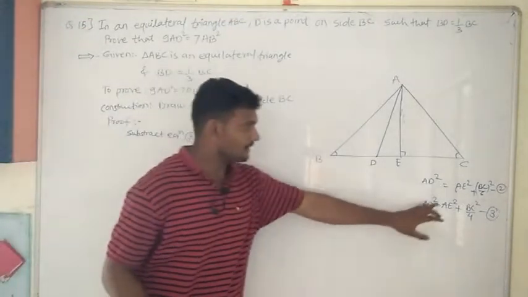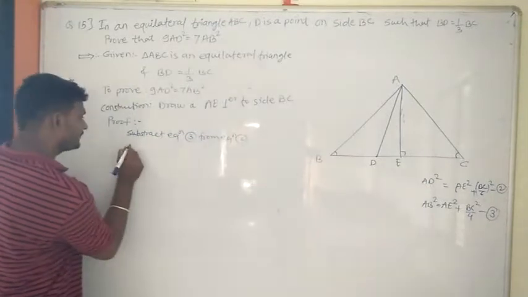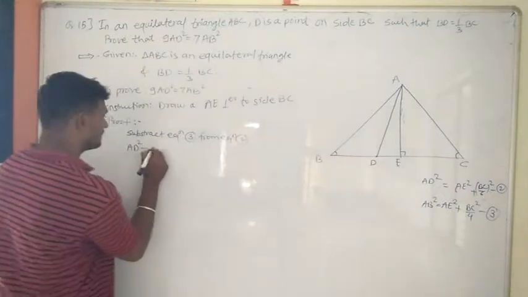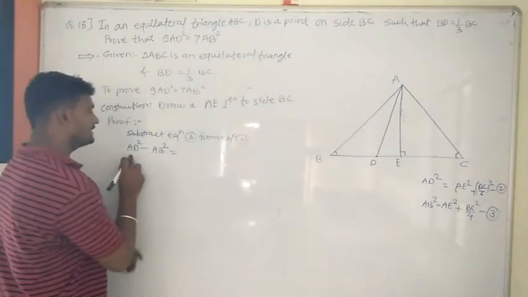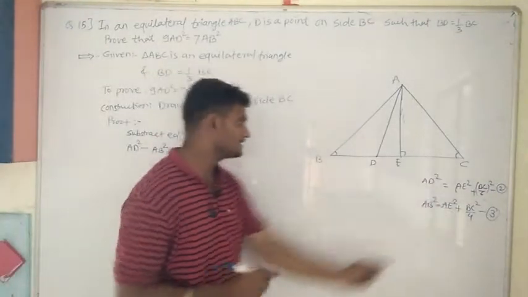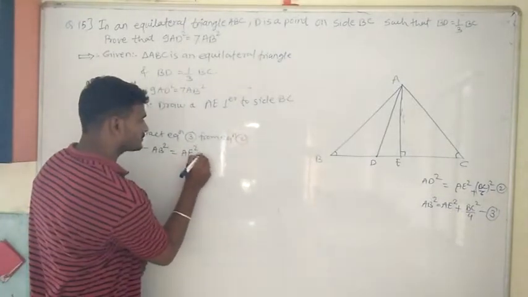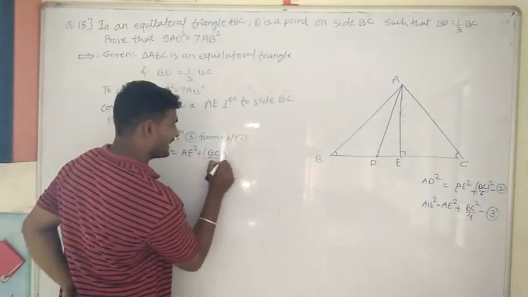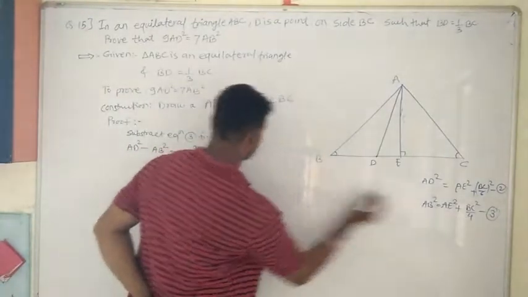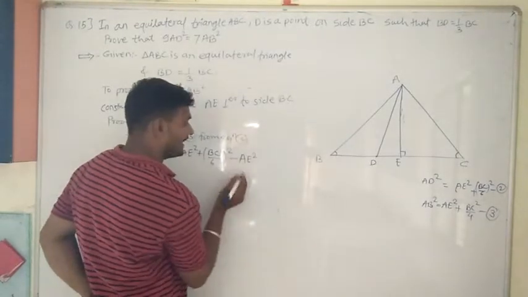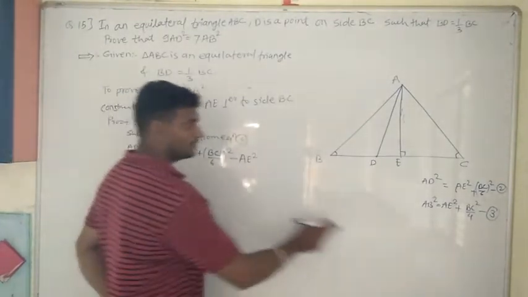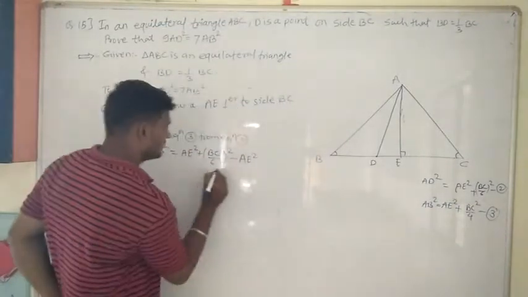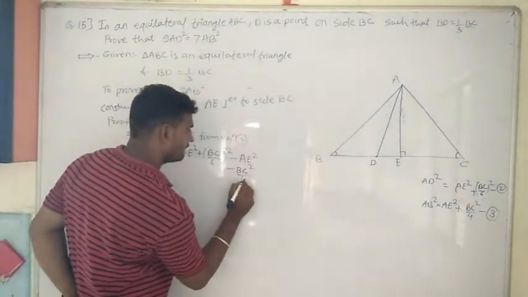What is equation number 2 here? This is AD square minus AB square. We have to subtract equation number 3 from equation number 2. AD square minus AB square is equal to AE square plus (BC by 6) bracket square minus AE square, and again while subtracting we have to change the signs here. This BC square by 4 will become minus BC square by 4.